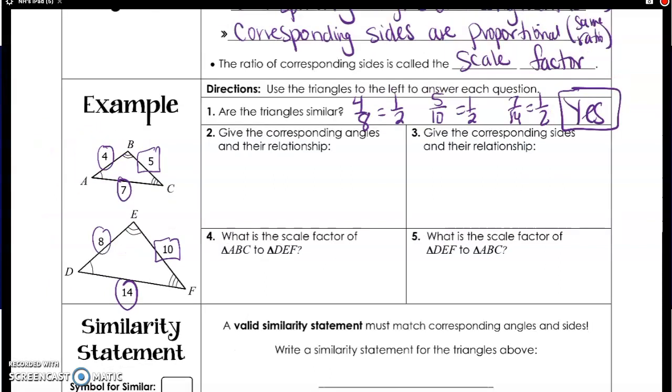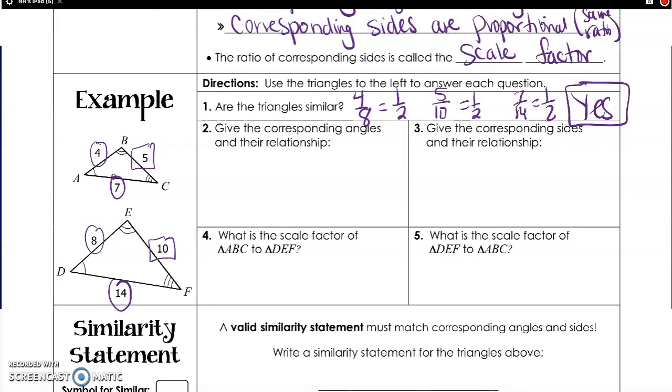So the way you know they're similar, we already knew the angles because they've been written that way. And then to check the sides, you just simplify each fraction, each ratio, and make sure they're all the same.